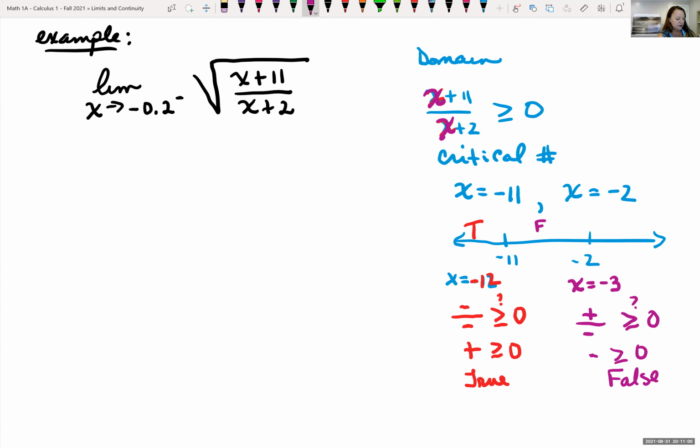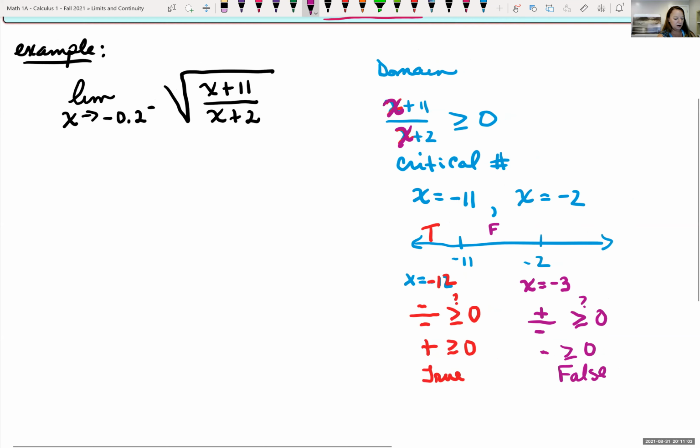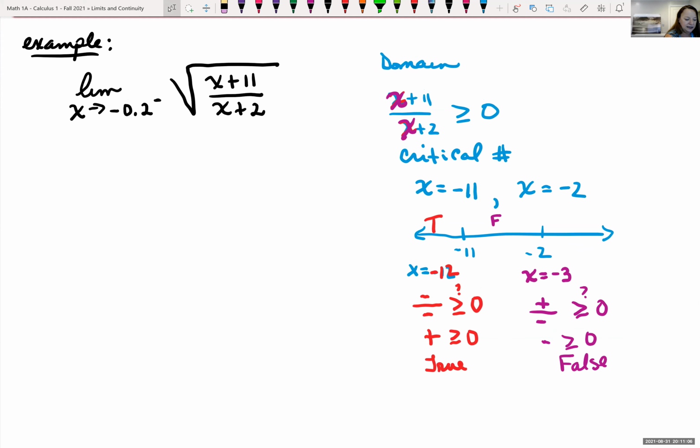And one more, choose something bigger than our other critical number, -2. Let's say x equals 0, which is always a good one if it falls in one of the intervals. If we plug 0 into the numerator, we get 11, which is positive, all over 0 plus 2, which is 2, which is positive. Is a positive over positive greater than or equal to 0? It is. So this is true.